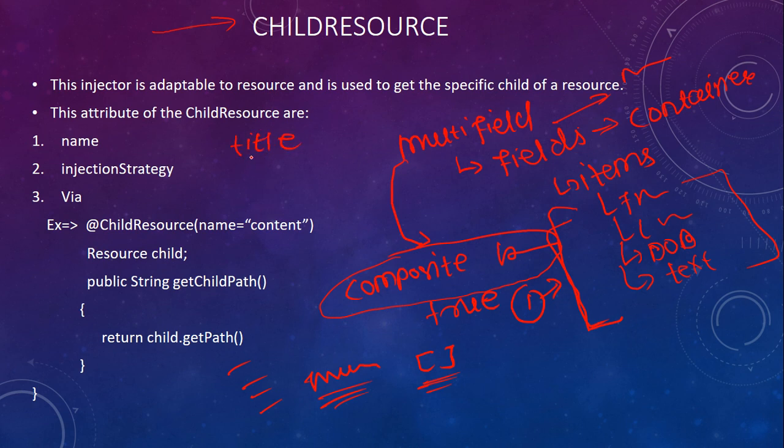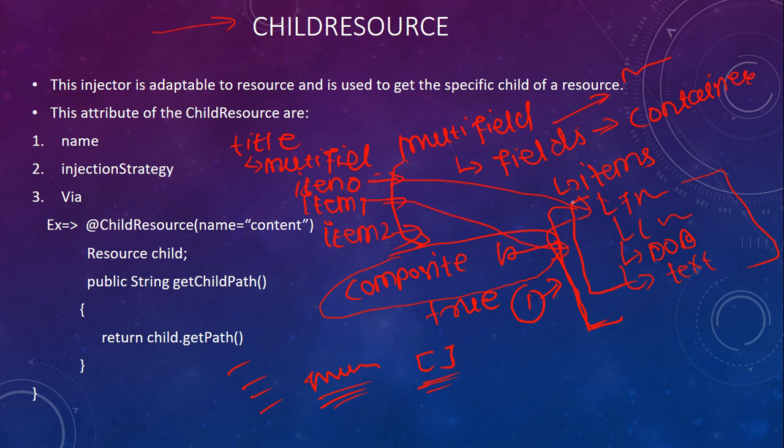Consider inside the title component it will create a multi-field. Inside this multi-field it will create item 0, item 1 and item 2, and after that it will store the content inside them. So this content will be stored in item 0. If you have created item 1, it will store again inside this one, and item 2 as well. So these types of iterations it will store like this.